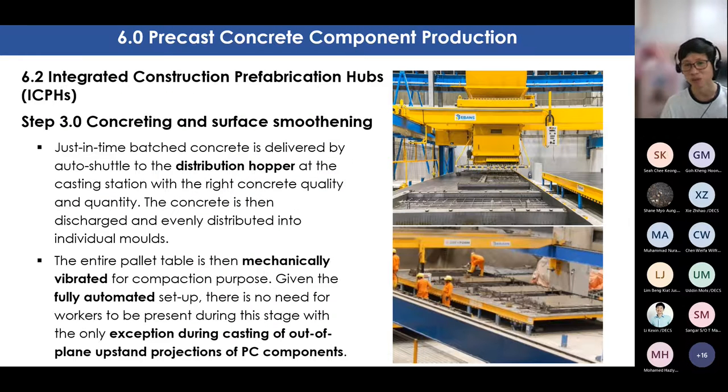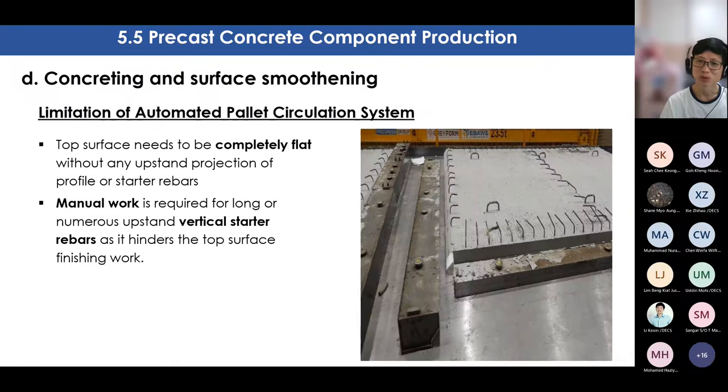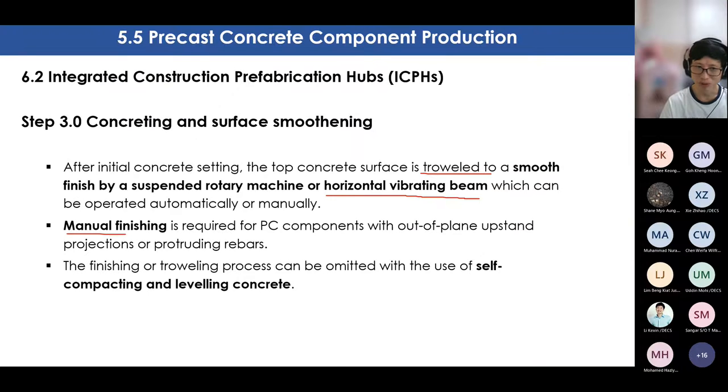After this rebar preparation, then cast the concrete using the distribution hopper. Vibration is also done mechanically, so no need for manual work, fully automated. Then after you cast, you need to trowel the surface to make it smooth. Normally this is done by a horizontal vibrating beam to smoothen the surface. But if there is some reinforcement protruding like this, then it will require manual finishing.